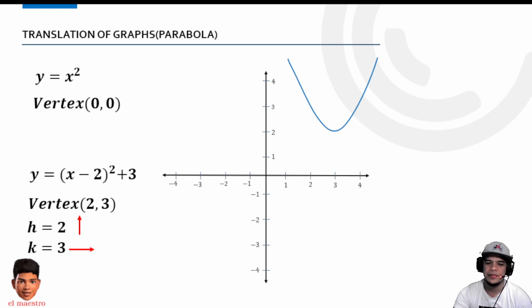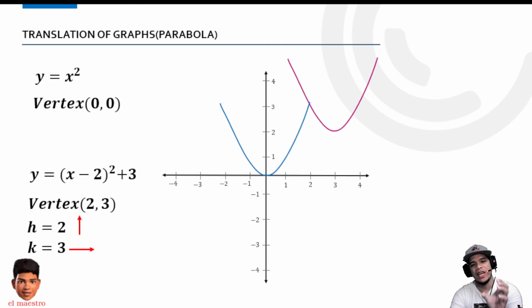Let's change it. So from the original, this is now our graph when we add h and k. And always remember that a indicates if our graph is wide or narrow.